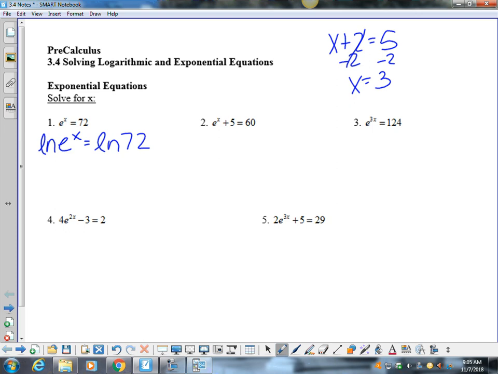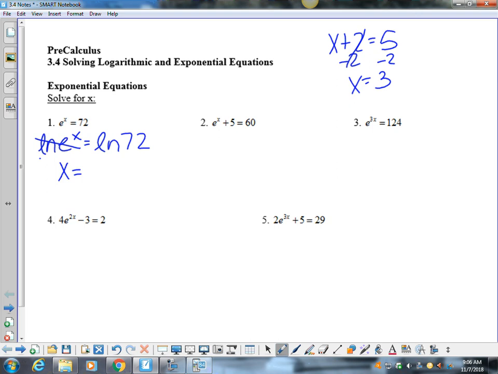Now, just like up there in my cute little equation, what happened when I had a plus 2 and then I subtracted 2? But what happened here? It canceled because they're inverses of each other. So when I have a log and an exponential function, they cancel and the little x just falls down, just as cute as can be.